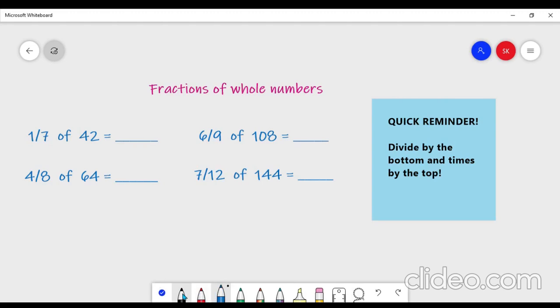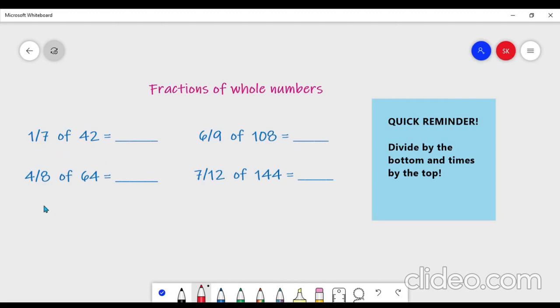So the first one, we have 1/7 of 42. So using the divide by the bottom and times by the top method, 7 is the bottom number, so we get the number and we divide it by the bottom. So 42 divided by 7 is 6, and then we times it by the top.